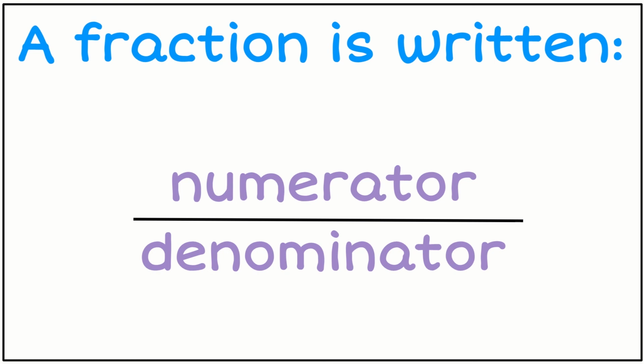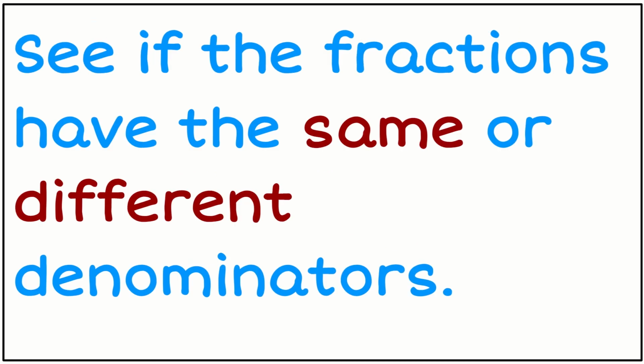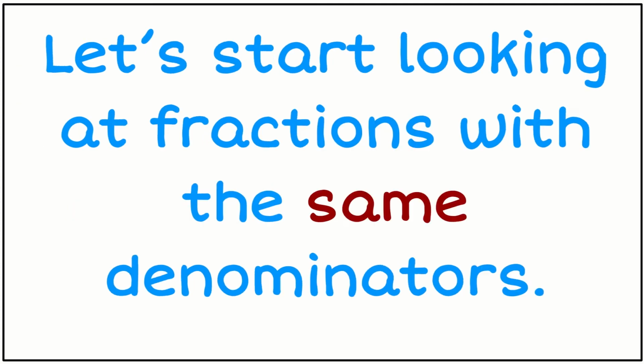So when we're talking about fractions, we've got the numerator, which is the number on the top of the fraction, and then the denominator, which is the number on the bottom. And the line between them is a division line, or divided by. So there's two types of calculations we need to deal with. We need to deal with whether the fractions have got the same denominator or a different denominator. So let's start with looking at fractions with the same denominator.